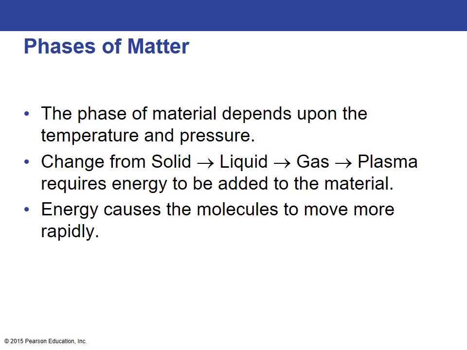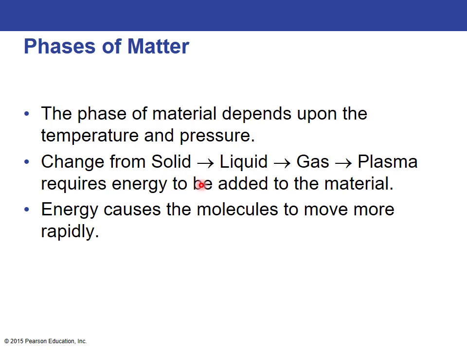When we use the term phase, that means is it in a solid phase, a liquid phase, a gas phase, or a plasma phase. And the phase that something's in depends on the temperature and the pressure. To change from a solid to a liquid, or a liquid to a gas, or a gas to a plasma, means that you have added more energy to the material, either through a higher temperature or a higher pressure. So a solid has the least amount of energy. To go to a liquid, that means we've added temperature and/or pressure. A gas means we've added more temperature or pressure.